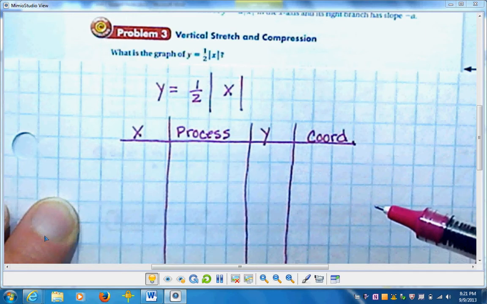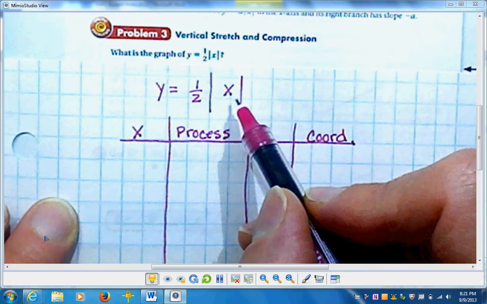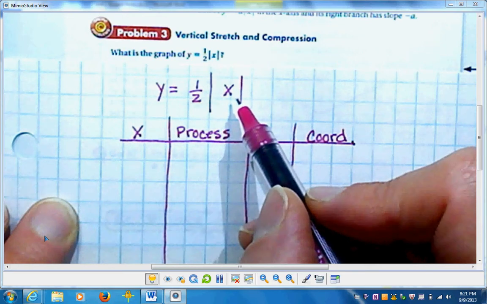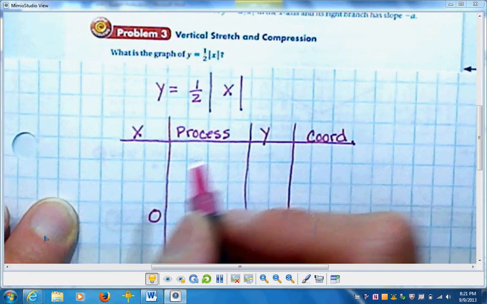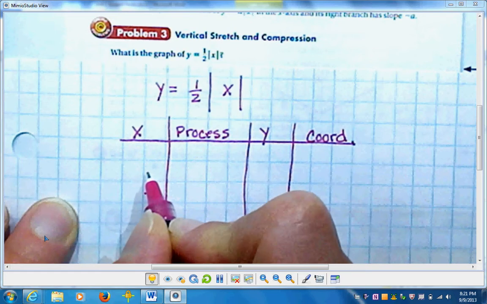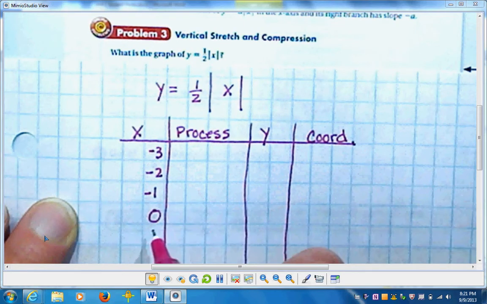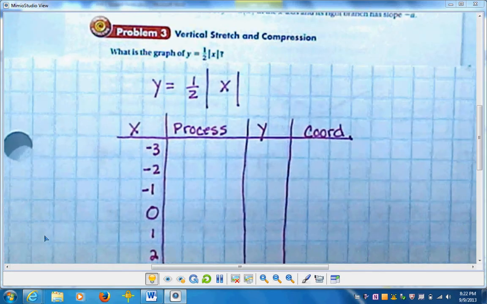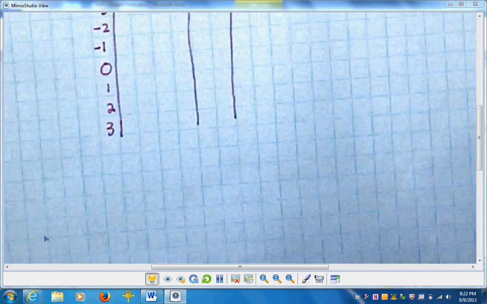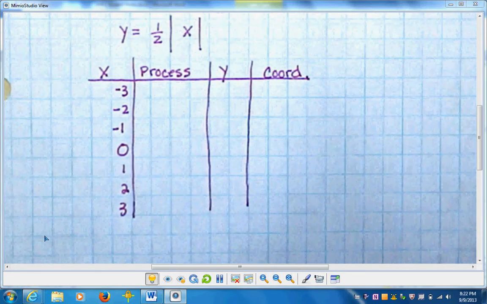So what's going to be the center? Well, there's nothing happening on the inside of that absolute value around the x. So our center is going to be 0. So I'm going to put 0 right here for center. And then that means that this is going to be -1, -2, -3. And then here I have 1, 2, and then I'm going to squeeze 3 in down here at the bottom. Okay, so I'm going to move the book so that we can actually have a little bit more room to work.